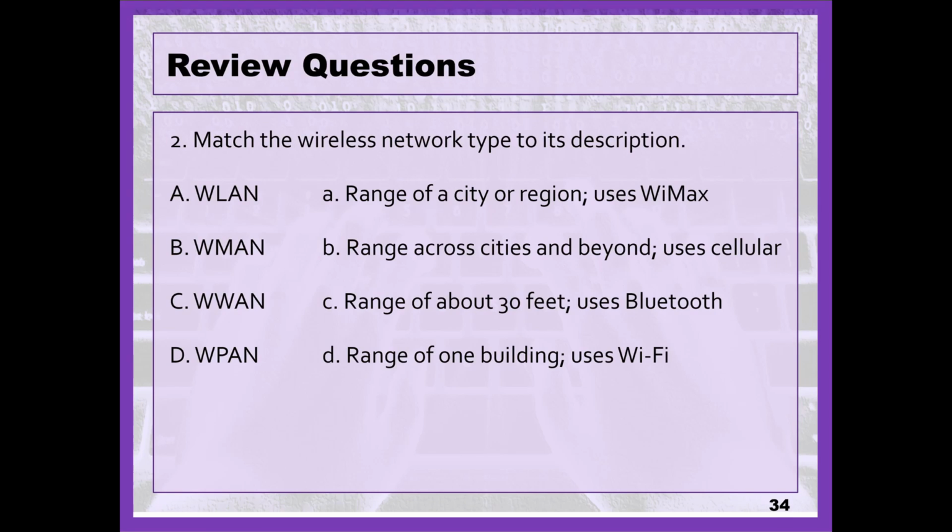Match the wireless network type to its description. WLAN is a range of one building, uses Wi-Fi. WMAN is a range of a city or region, uses WiMAX. WWAN is a range across cities and beyond, it uses cellular. And WPAN is a range of about 30 feet and primarily uses Bluetooth.